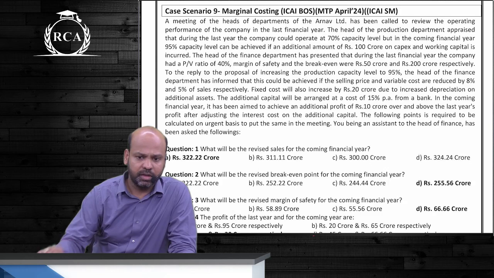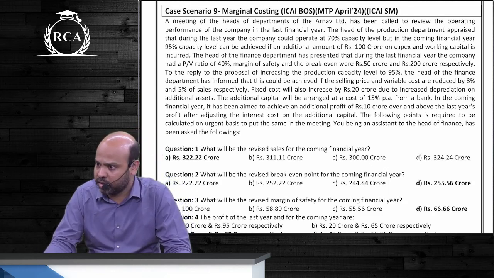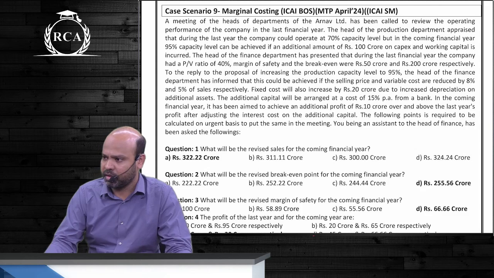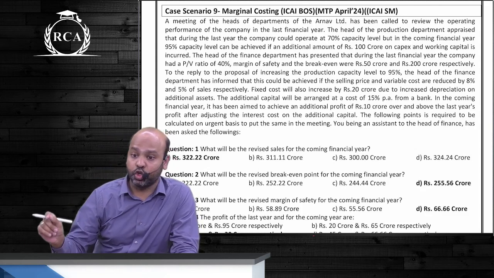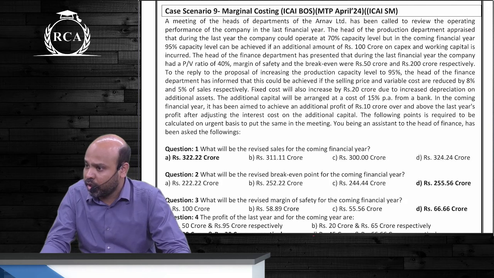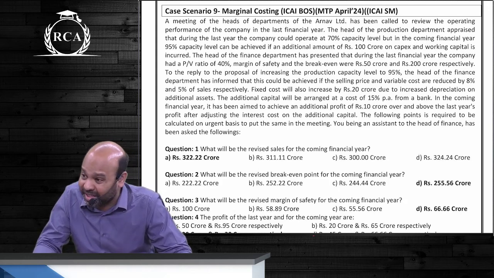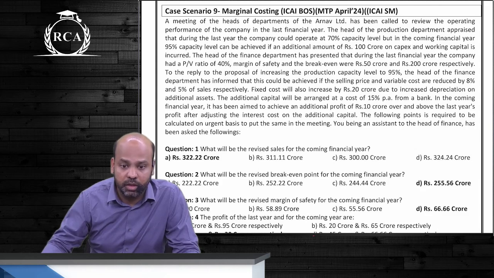But anyways, right now PV ratio is 40%. Correct? That means variable cost ratio as a percentage of sales is 60%. Any doubt in that part? Right now PV ratio is 40%, so if variable cost is being reduced by 5% of sales, don't you think variable cost will become 55%? PV ratio will become 45%.